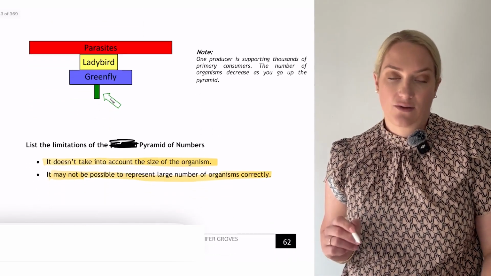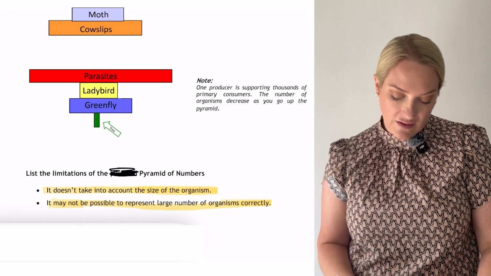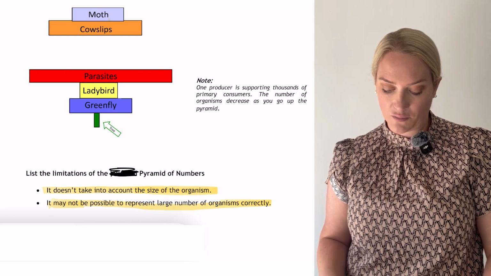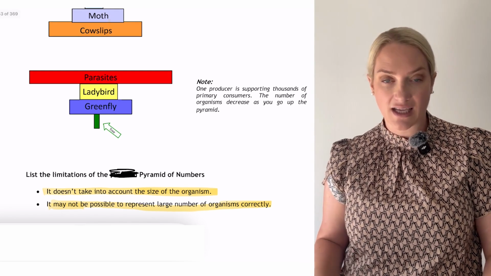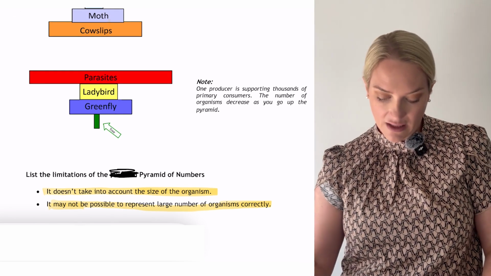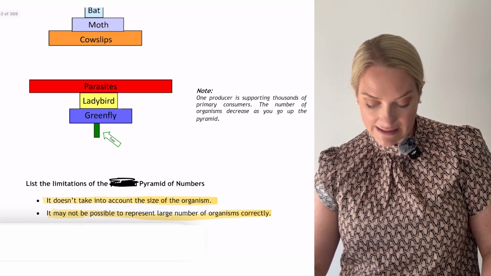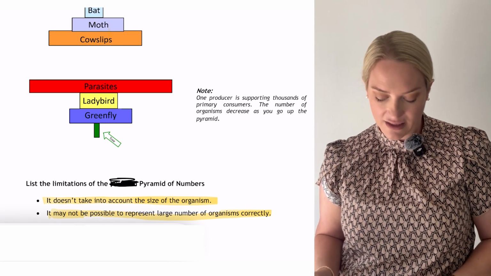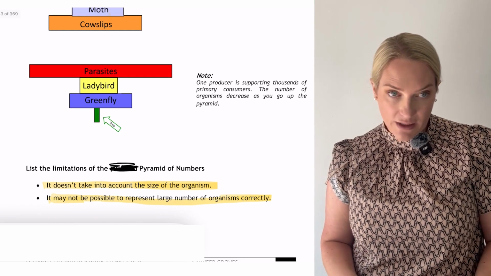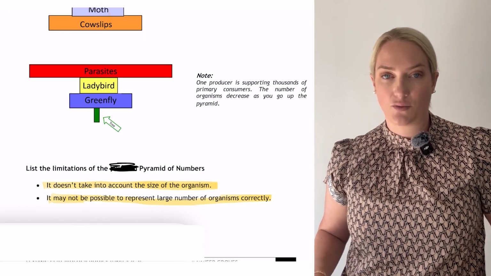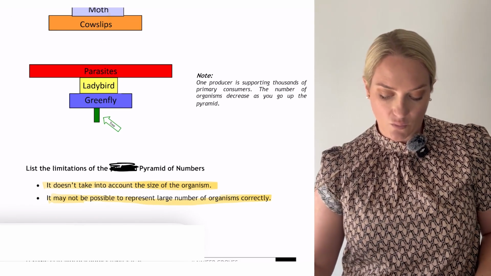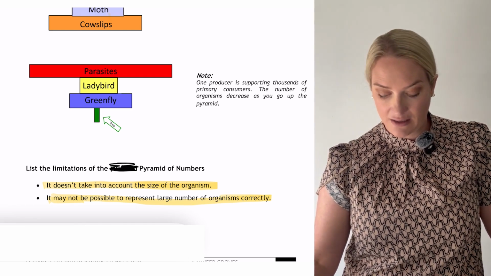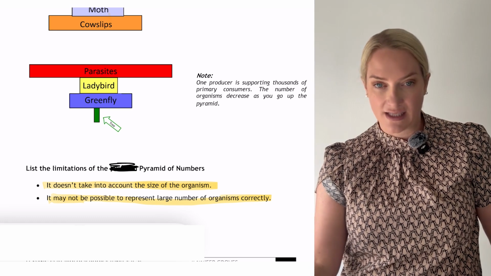Now this brings us on to the limitations of the pyramid of numbers. If you have the textbook, there's a typo there. It has there, list the limitations of the pyramid of numbers. So the first main thing is it doesn't take into account the size of the organism. A great example here is the tree. The tree we know would be the largest organism, but the pyramid doesn't take its size into account. Second point here, it may not be possible to represent large numbers of organisms correctly. So we're just saying here, this green fly, there's thousands of green fly, but we don't know exactly how many. So it's not representing the large number.